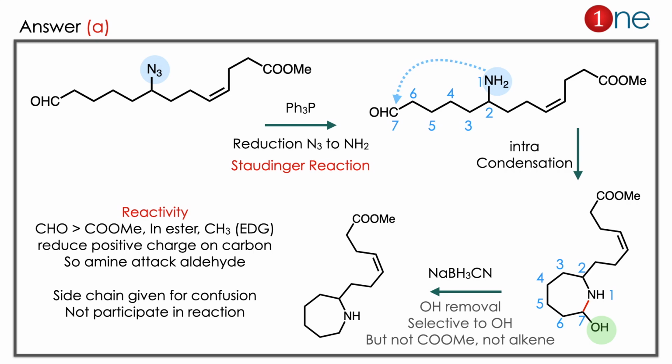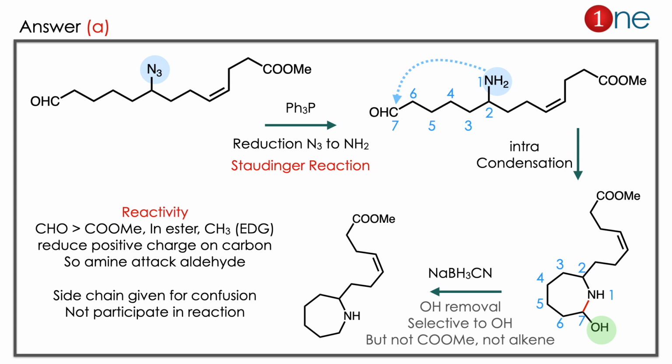The answer is A. Let us see how. In the starting material you have azide, and you are using phosphine. So there is a possibility of Staudinger reaction. In the Staudinger reaction, what really happens is azide converts into amine. So it's a Staudinger reaction. If you want to explore further, you study the mechanism separately. Here N3 converts into NH2.